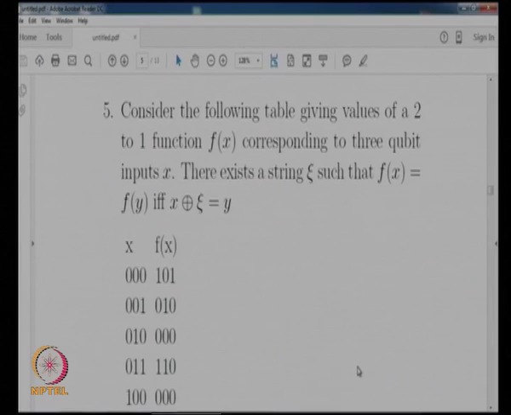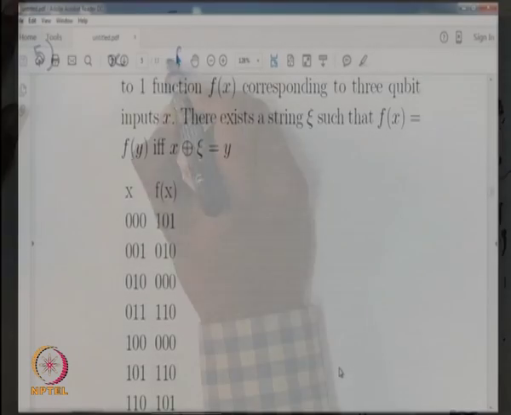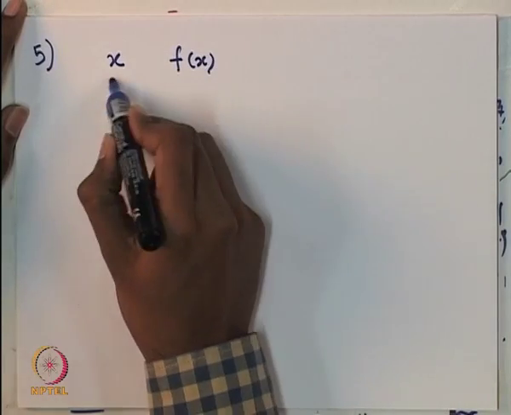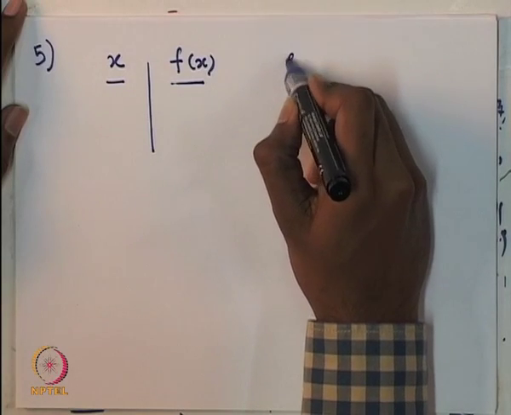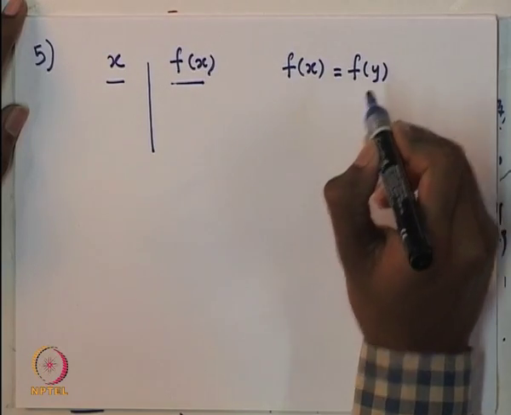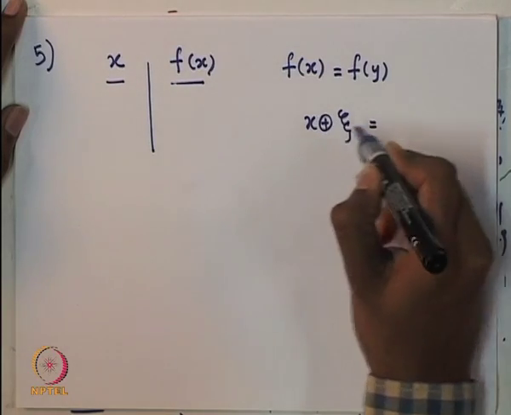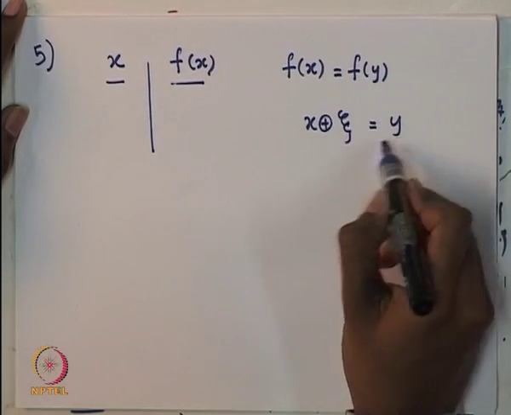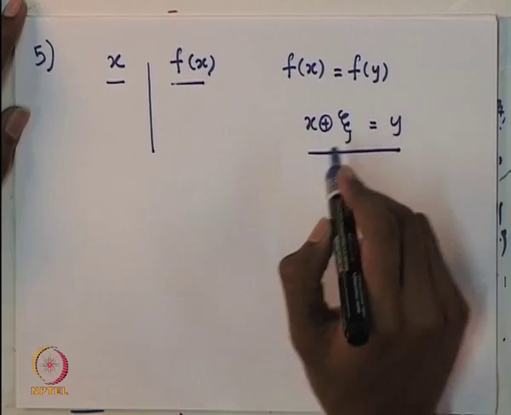Now we look at question number 5. In question 5, we are given a table where we have pairs of x and f of x. In the question, we are told that whenever we find a pair x, y such that f of x equal to f of y, there exists a xi which forms a relation with x and y in this manner. To find out this xi, let us take any pair from the table.